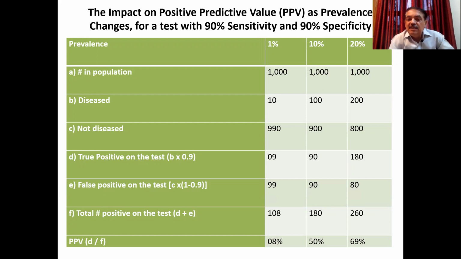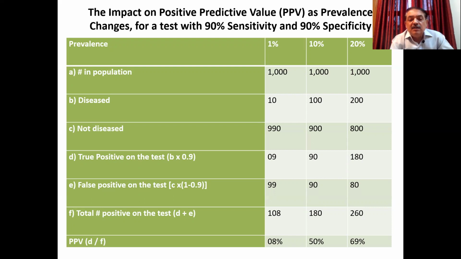Now, if you see the prevalence on the left side, 1%, and right side, about 20%, how it changes. In the end, if you see PPV, it becomes 8%. That means out of 100, only 8 people will be showing true positive if the prevalence is 1%. If the prevalence is 20%, it becomes 69%. That means out of 100 positive test results, 69 are showing true positive.